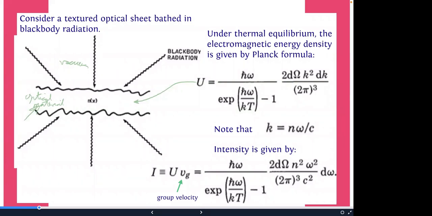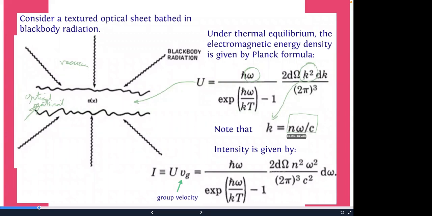Amount of energy per unit volume that can be stored inside this material. That's essentially what it means. And of course, it depends on frequency. And it depends, most importantly, on this factor K here. And that K is what's called the wave vector. It's 2 pi over lambda, or in frequencies, is n omega over c.